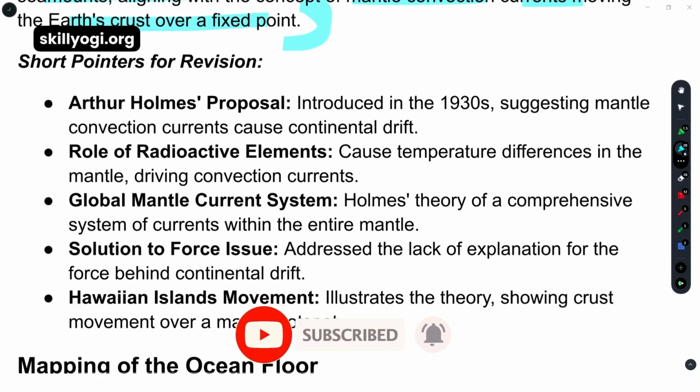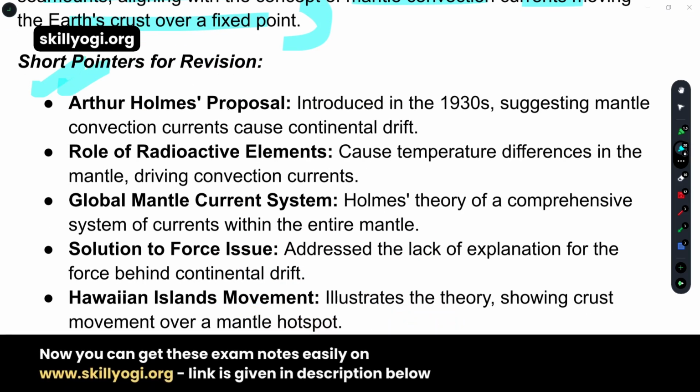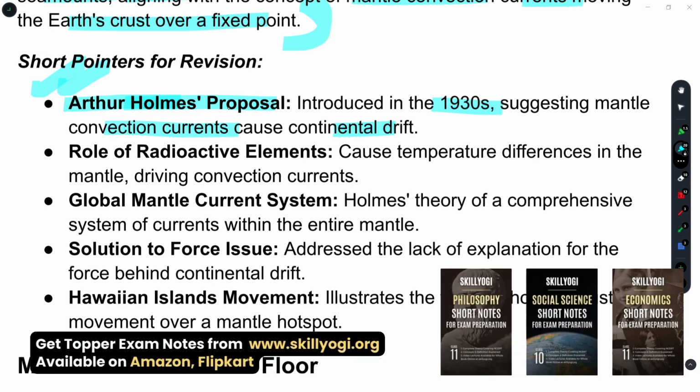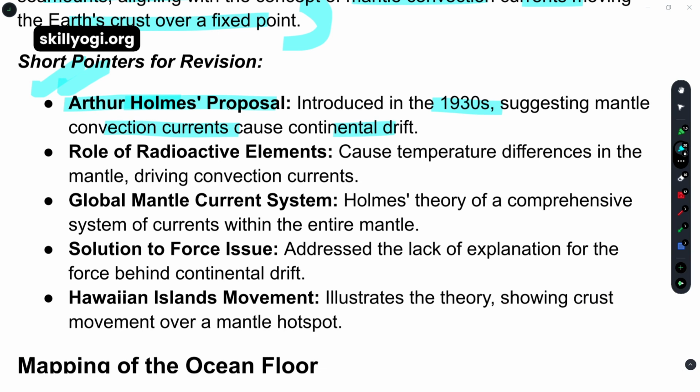Come to the short pointers for revision, what we have learned from the above paragraph. The first, who proposed this idea? The name is Arthur Holmes. All of you remember the spelling. In which year? 1930. What does it suggest to us? That mantle convection currents cause the continental drift. So what is the reason behind the continental drift theory? The mantle convection currents.